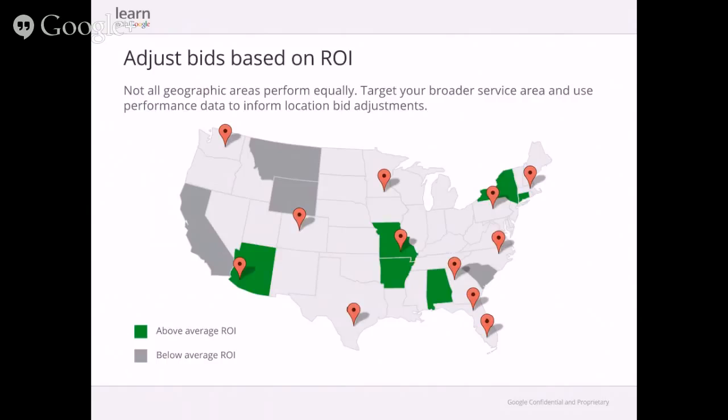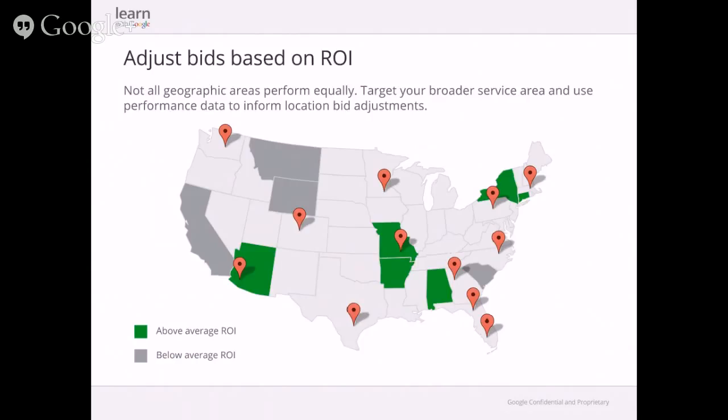We always recommend targeting broadly. Your customers may be anywhere, and you don't want to miss the opportunity to connect with them. But not all geographic areas perform equally. Adjusting your bids based on location data allows you to maximize your performance at a cost that is right for your business, and a location bid adjustment lets you do this all from a single campaign.